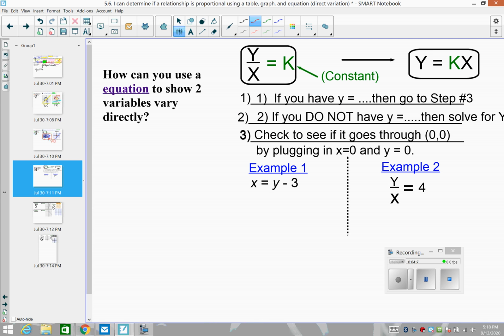So we covered how we check a graph. We covered how we check a table, and now we're going to cover how we check an equation. This is by far the more complicated of the three, so I saved this one for last.